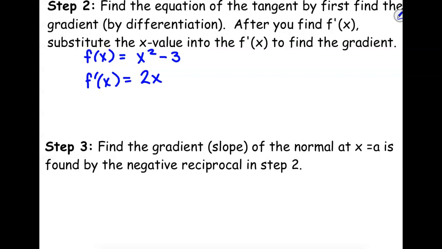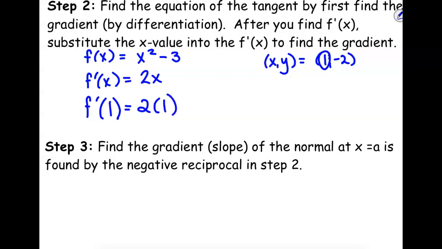Now if you remember that ordered pair, x comma y was over 1 down 2. So we're going to find the derivative function's gradient, the slope. So we evaluate that derivative function at 1. Simplify it and we get 2. So therefore that is the slope or the gradient of the tangent line.